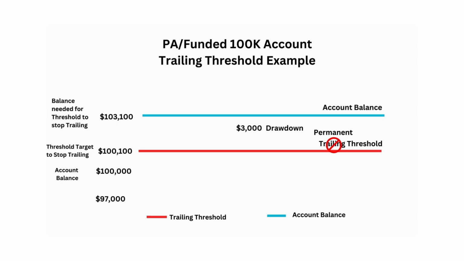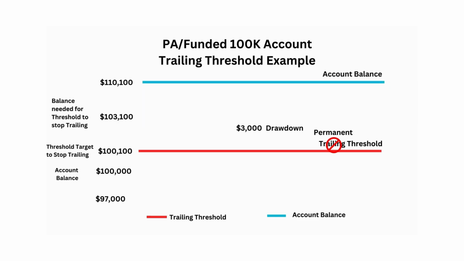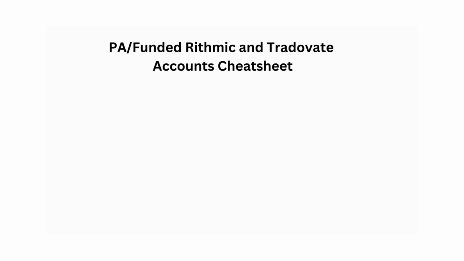Let's say your account balance were to rise to $110,100. The threshold will remain unchanged at $100,100, and your drawdown will increase to $10,000. Similarly, withdrawing funds from your PA funded account will not revert the threshold back to $97,000. It will remain fixed at $100,100. If you wish to observe this example applied to different account sizes, here's a handy reference guide featuring the relevant figures for each account category.